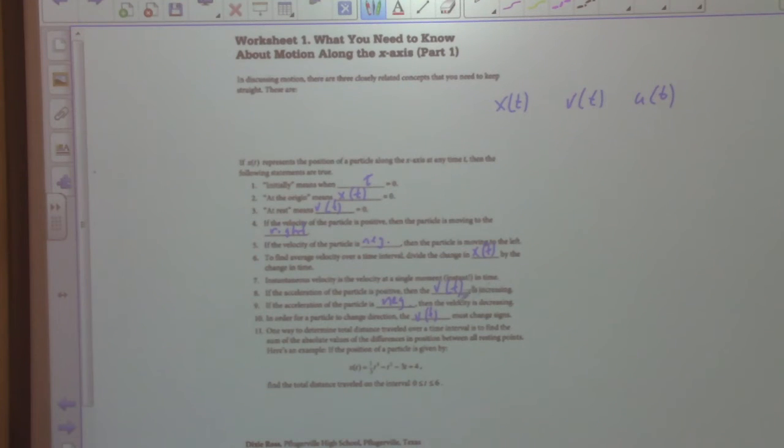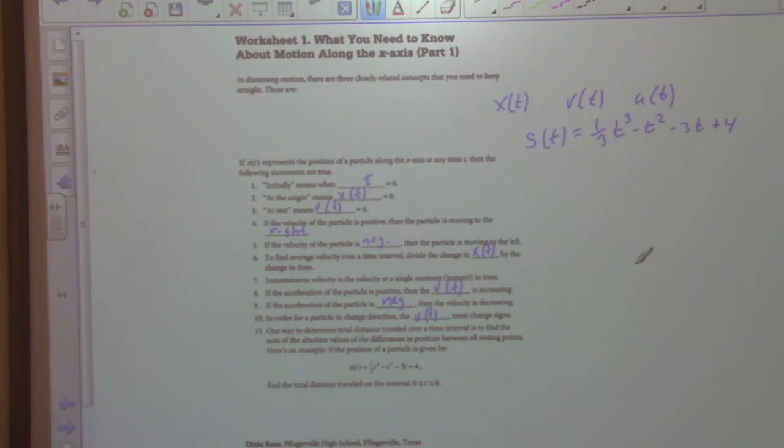And so we're going to examine this problem. It's pretty hard to see here, so we just work out this problem. It's a total distance covered problem. So we have 1/3 t cubed minus t squared minus 3t plus 4.